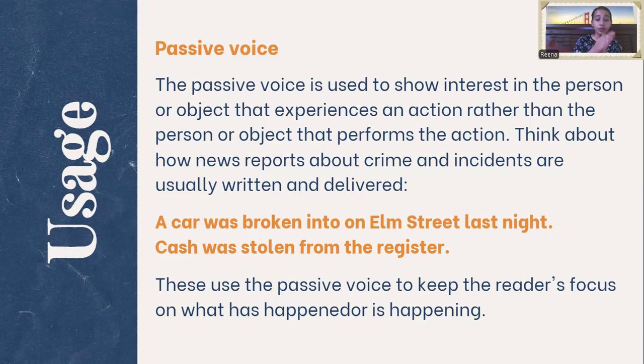So when you see the crime and the incidents that are written on reports, how does it come? A car was broken into on Elm Street last night. Cash was stolen from the register. So here you can see that they use the passive voice to keep the reader's focus on what has happened or is happening. So did you get it?